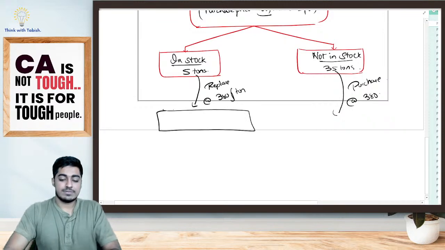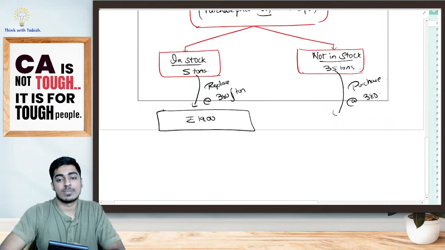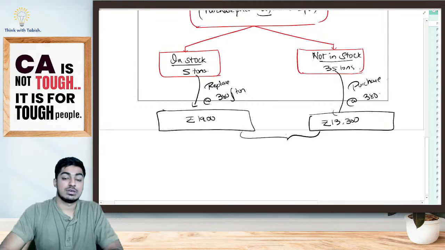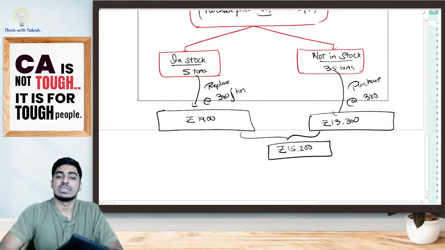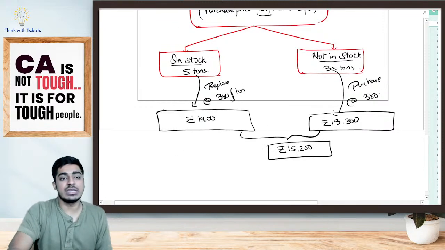380 into 5, 1,900. 35 into 380, 13,300. So all in all, how much is it, students? 15,200. Is it clear? This was for the first raw material. Next, let us look at the next raw material.